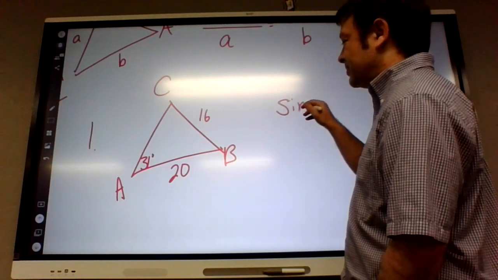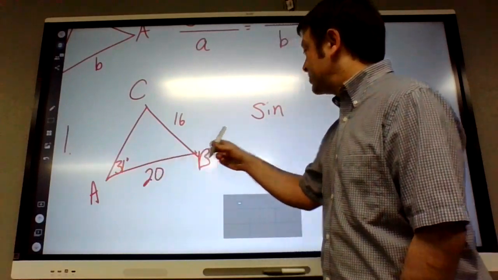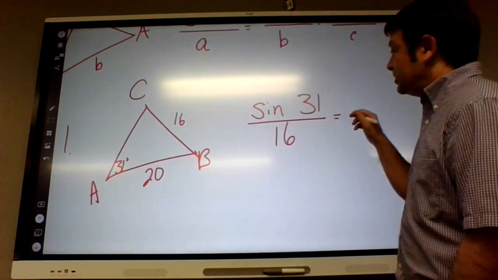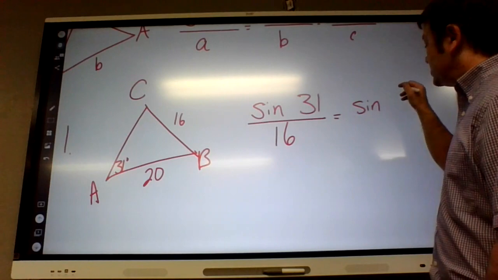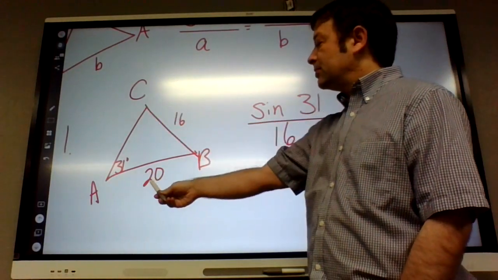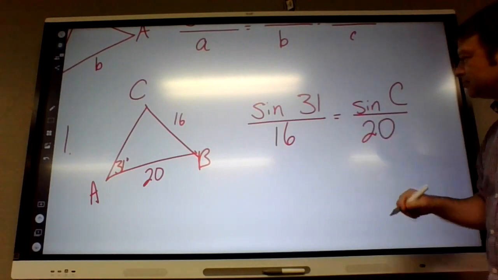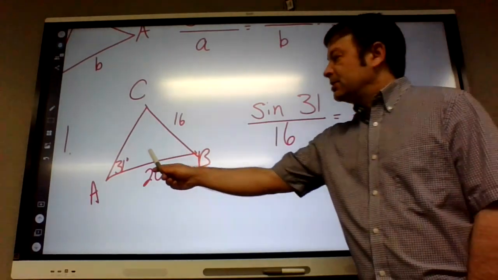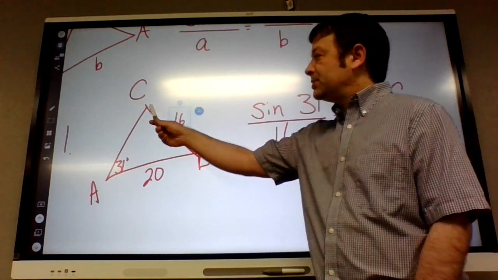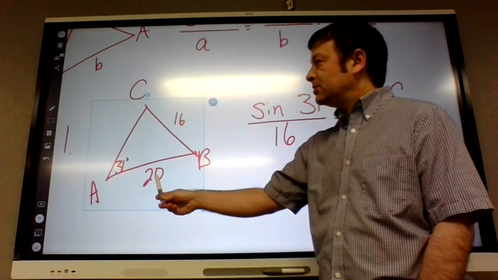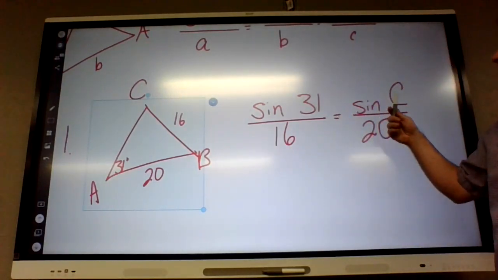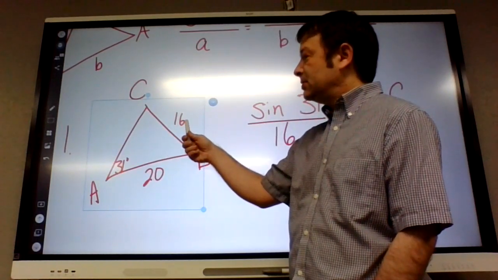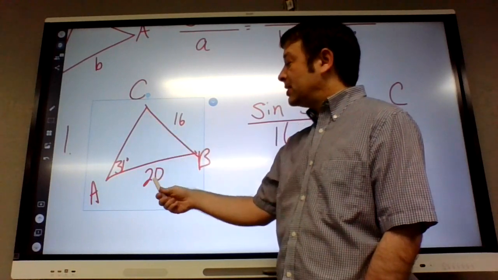So we're basically just going to try to solve this. Sine of angle A, which is 31, over side A, which is 16, should equal sine of C over side C. You guys see how I set that up? Sine of the angle over its side equals sine of the angle over its side. We didn't know this angle though. So sine of angle A over side A, which is opposite angle A, equals sine of angle C over side C.